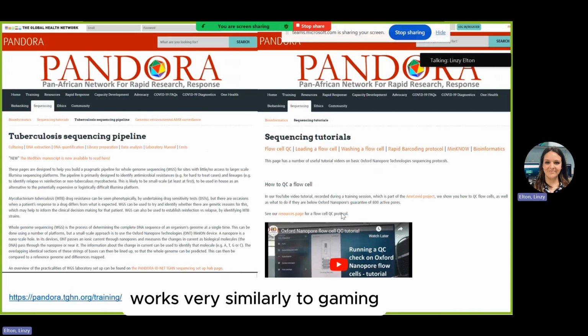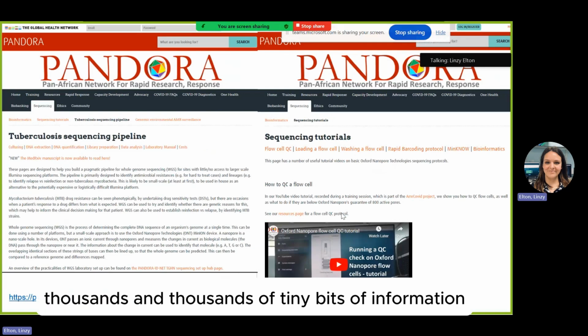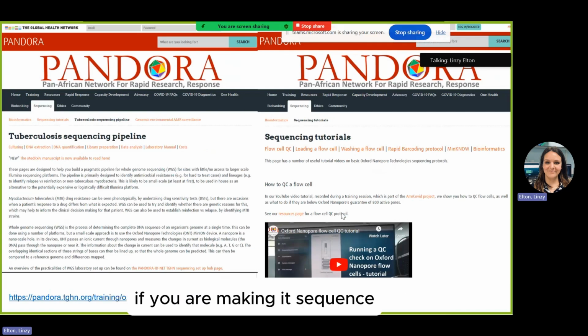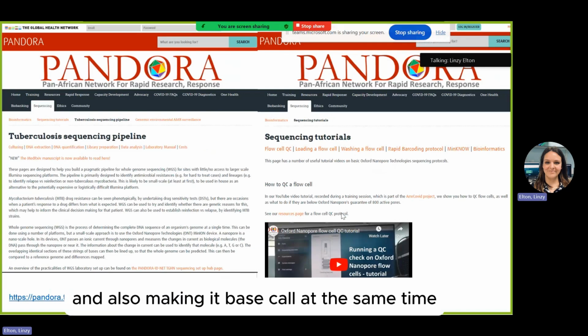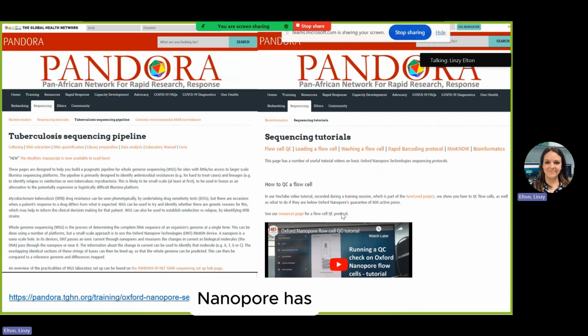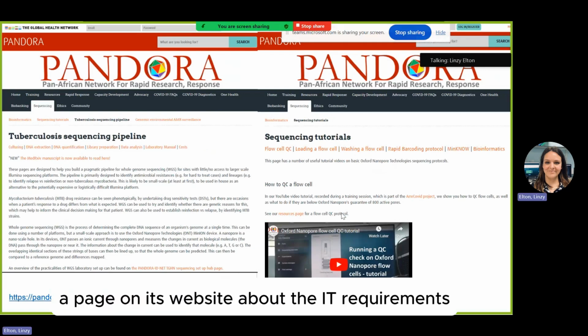Sequencing works very similarly to gaming. You have thousands and thousands of tiny bits of information that your computer has to process all at once. If you are making it sequence and also base call at the same time, you are making it do two things at once, and if it can't cope, it won't do either particularly well. Nanopore has a page on its website about the IT requirements.